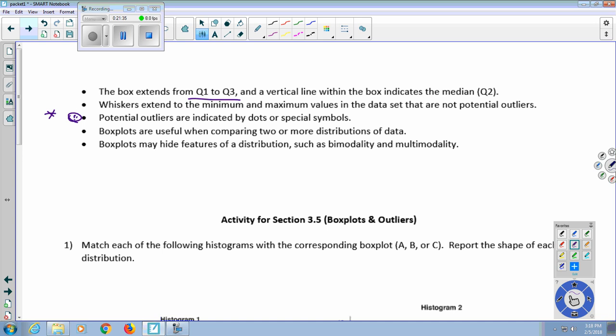Sometimes I've seen asterisks. And box plots are extremely useful when comparing two distributions. You can see whether the medians are different or whether the spread is different. But we have to be careful because they can hide some interesting information about a distribution. So that's the end of chapter 3.